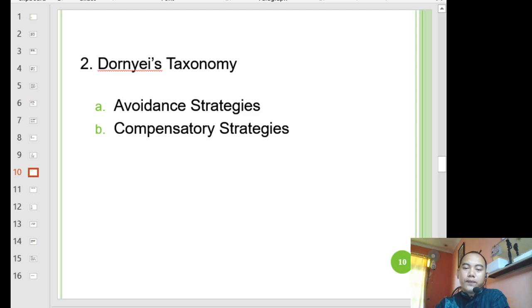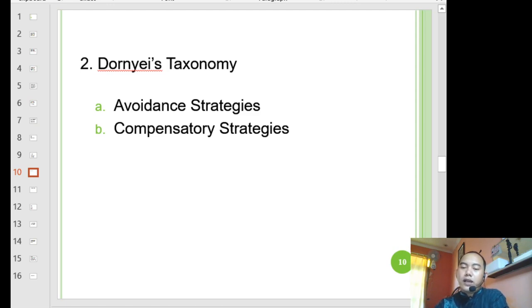Dornyei's taxonomy. Dornyei classified communication strategies into two branches, which reveal two opposite directions in communication. One is avoiding and the other is compensating. Avoidance strategies can be further broken down into several subtypes, such as phonological avoidance, syntactic or lexical avoidance, and topic avoidance. These strategies may be an effective way but not a beneficial way for foreign language learners.